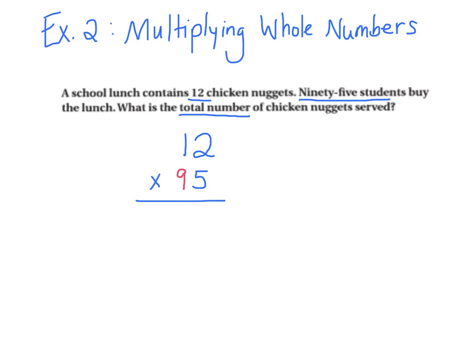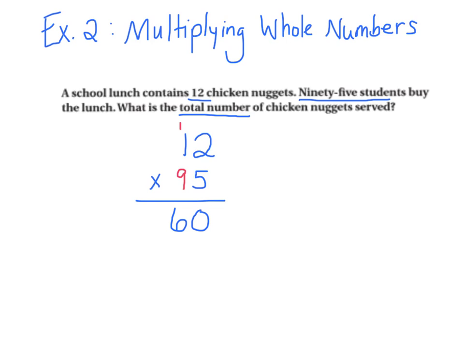So we remember to start again in this ones column, and you'll notice that everything is lined up by place value. So our ones column here, our tens column over here, and we're going to start by multiplying our ones together. So 5 times 2 is 10, and we're going to write the 0 down here, and we're going to carry that 1 over here, and then 5 times 1 is 5, plus 1 more is going to give us 6, so we're going to put that right down here.